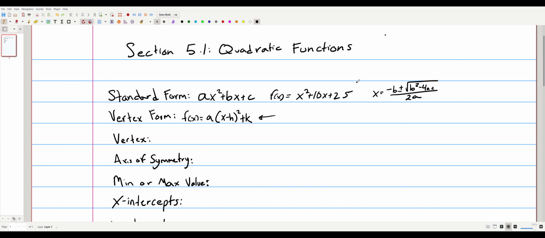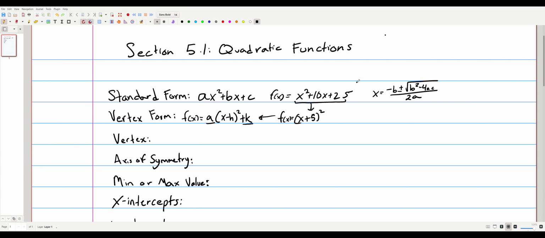This form is the form that comes about when you take a quadratic function in standard form and you complete the square on it. So if we were to complete the square on this, we would get to something that looks like this. Okay, and x squared plus 10x plus 25 factors into x plus 5 times x plus 5, which would just give us f of x equal to x plus 5 squared. And so this is a perfect square, so it's not going to have a number on the outside or an a in front, but the idea is the same.